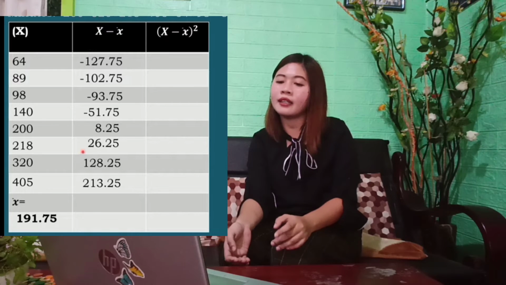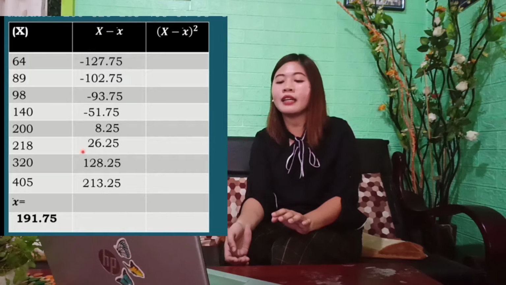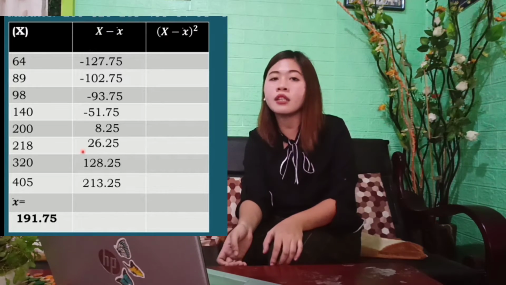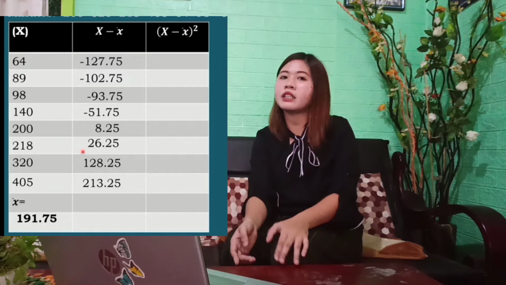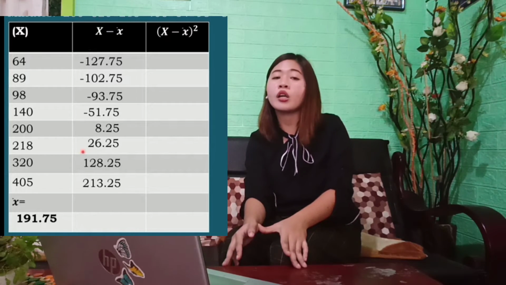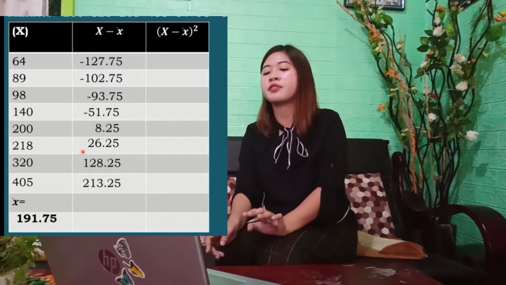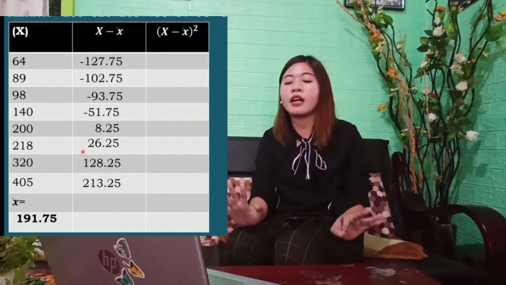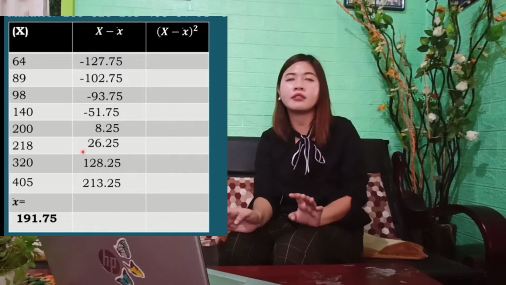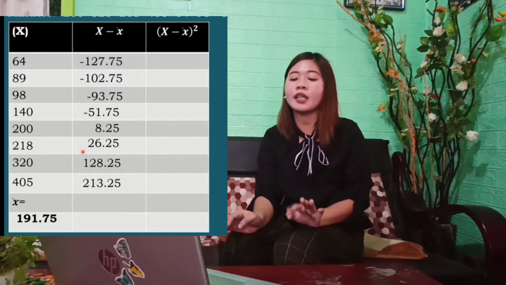First, make a table. This standard deviation, guys, is easy to do in Excel. In order to get the mean, add the given minutes: 64 plus 89, 98, 140, 200, 218, 320, and 405, which equals 1,534. Then divide it by how many there are. There are 8 values. So 1,534 divided by 8 is equal to 191.75. It is that easy, guys. Get the mean.